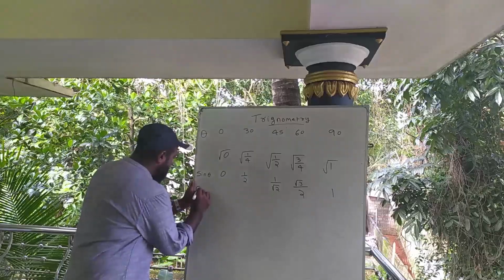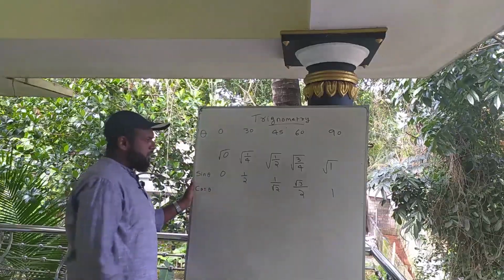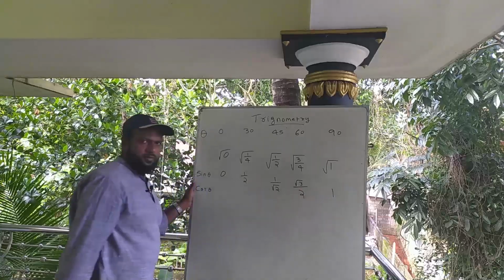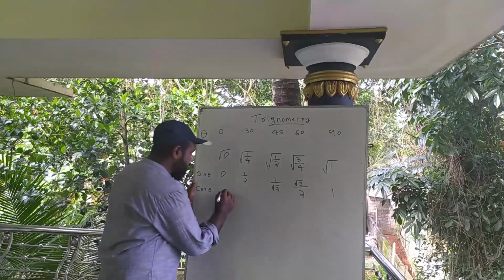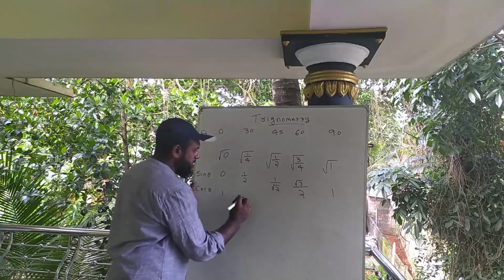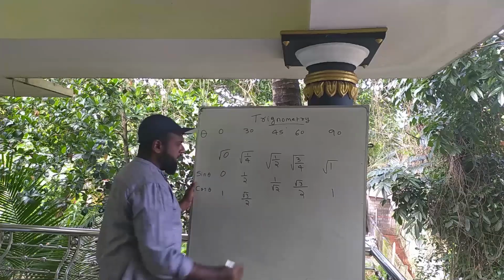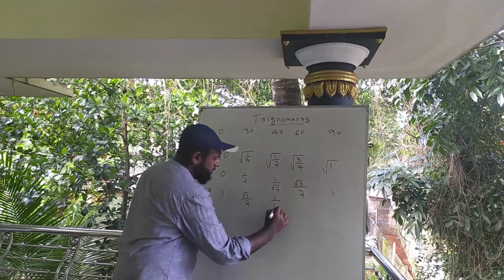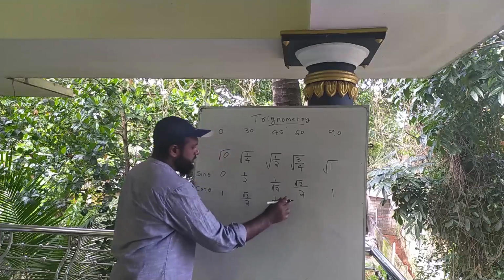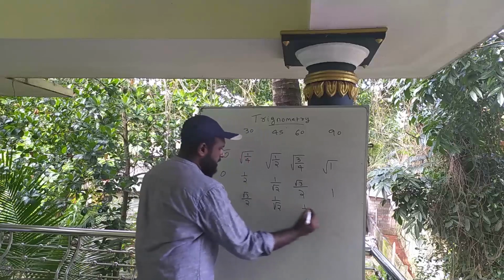To find cos theta, we have to write this in reverse order. That is, we have to write 1 here, we have to write root 3 by 2 here, we can write 1 by root 2 here, we can write 1 by 2 here, we can write 0 here.